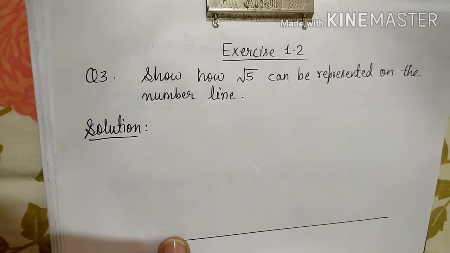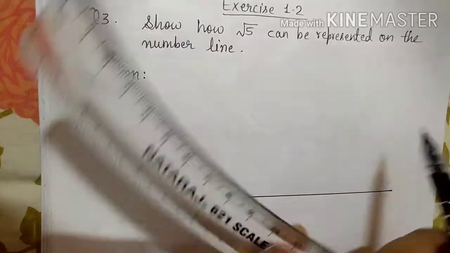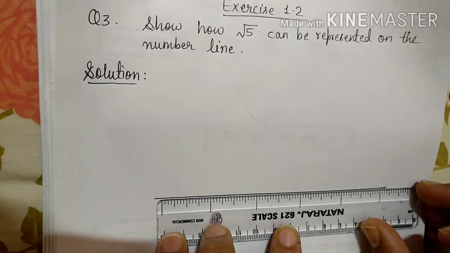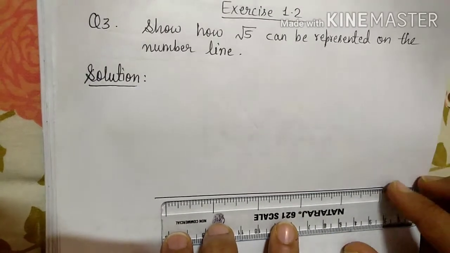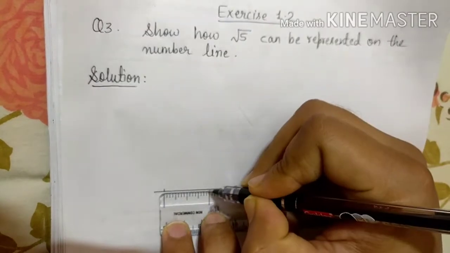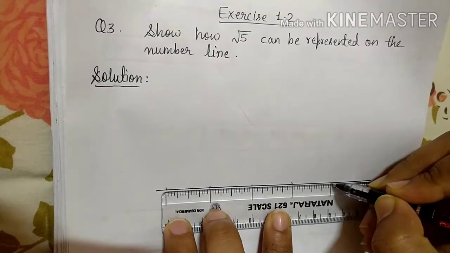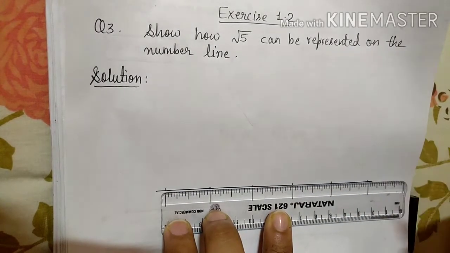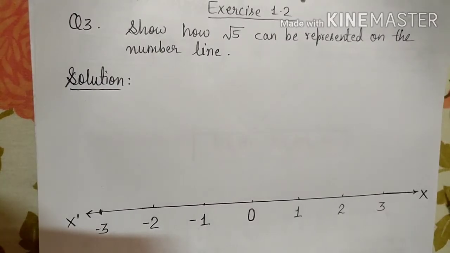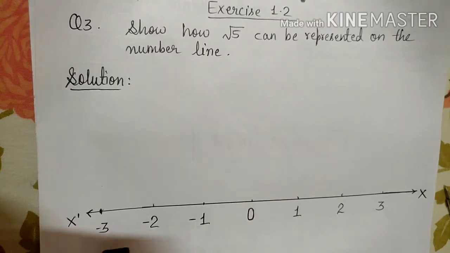So what we will do, first we take a line with the help of a scale. This is centimeters and this is inches. It's better to take inches because there should be proper gap between the marks, so we can take here 1, 2, 3, 4, 5 and 6. So after taking the line we have given names also, like 1, 2, 3, 0, -1, -2 and -3.